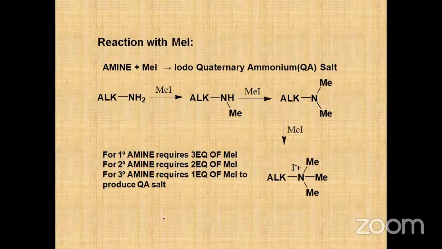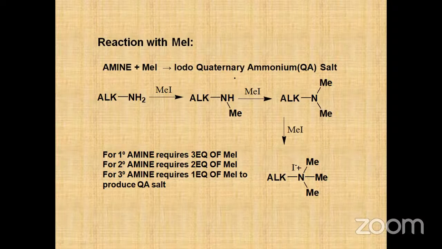Reaction with methyl iodide. Look here. Amine reacts with methyl iodide, which leads to formation of an iodo quaternary ammonium salt. That is the final product. Suppose the alkyl amine is reacting with methyl iodide. First, it produces the N-methyl amine. Only the N-methyl amine is generated.